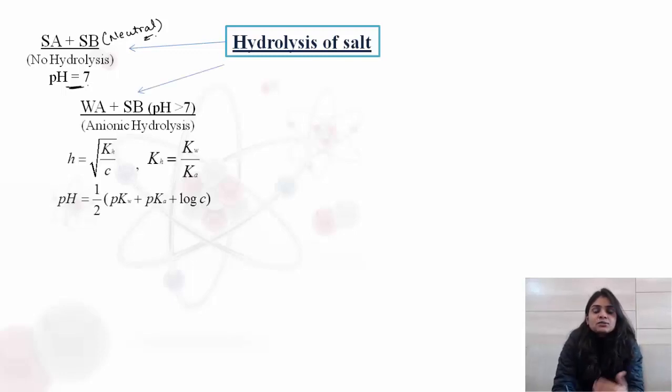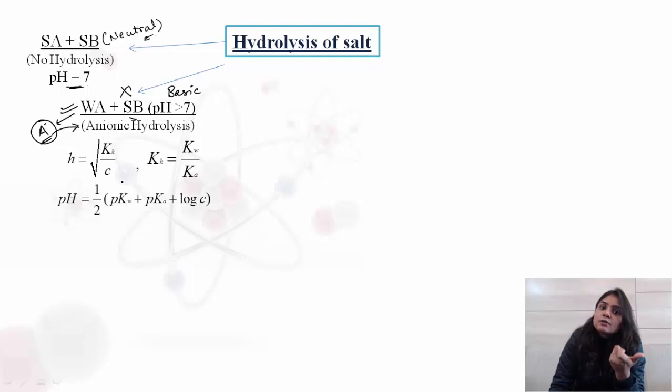Now second, we have a salt of weak acid and strong base. Now when the salt is formed, since the base is strong, the salt will also be basic in nature. So that means its pH will be more than 7. Second, only hydrolysis of the weak acid conjugate will take place, not of the strong base. The conjugate of the weak acid will be, say, A minus. So this is known as anionic hydrolysis because only A minus will be hydrolyzed. What is h? h is the degree of hydrolysis.